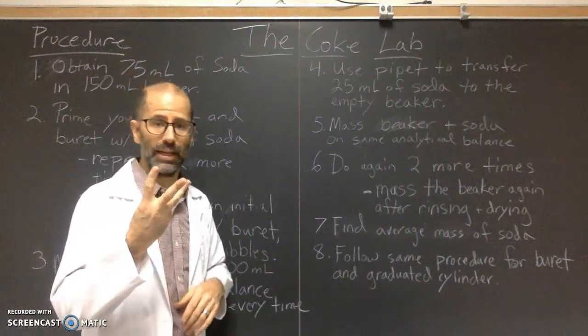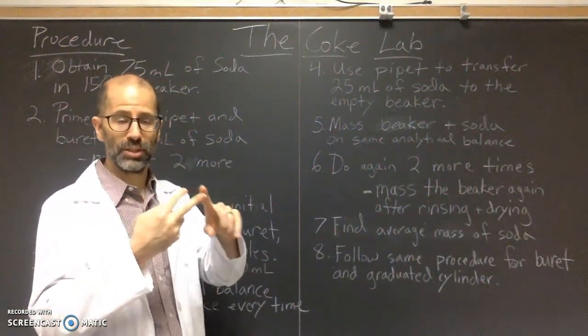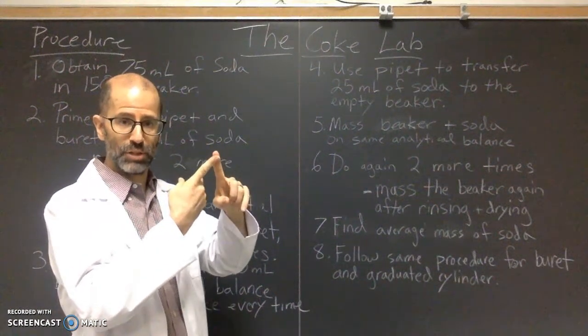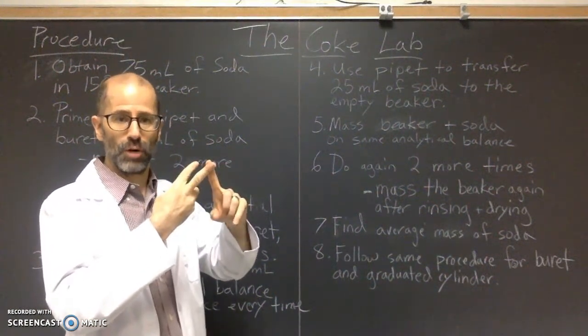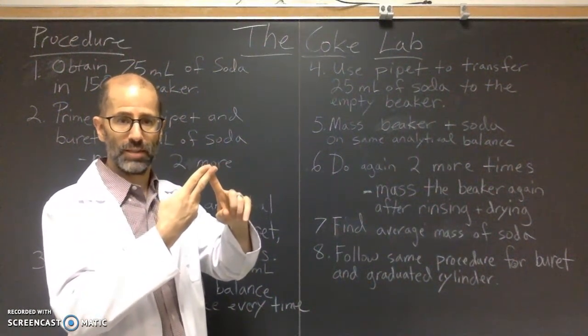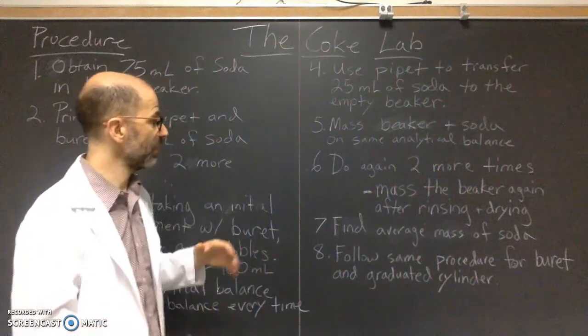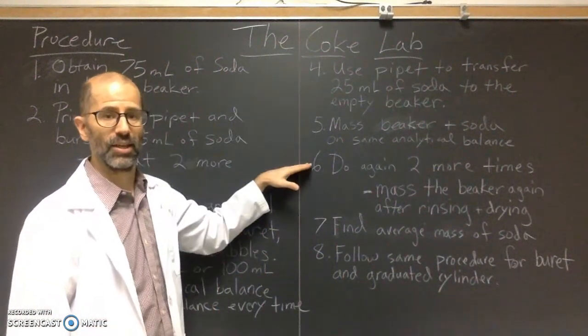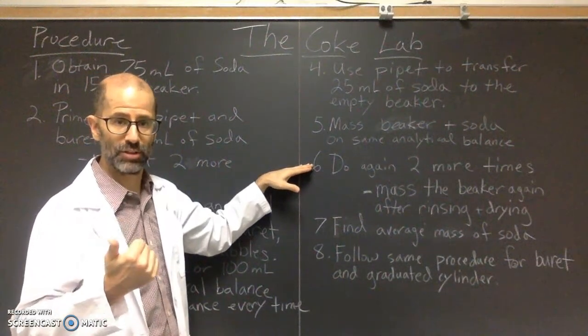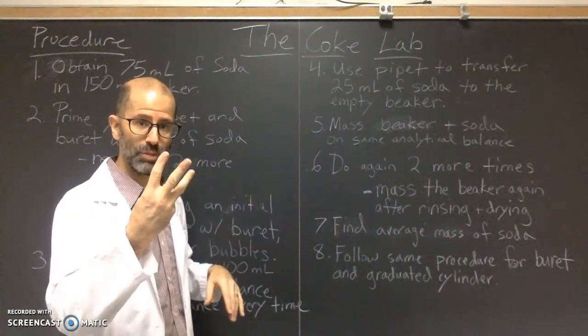Each trial is going to have 2 measurements, the empty beaker measurement and the beaker with the 25 milliliters of your soda in it. Okay, and then you're done with the pipette. And then you're going to repeat with the burette. So you're going to get 3 measurements using your burette.